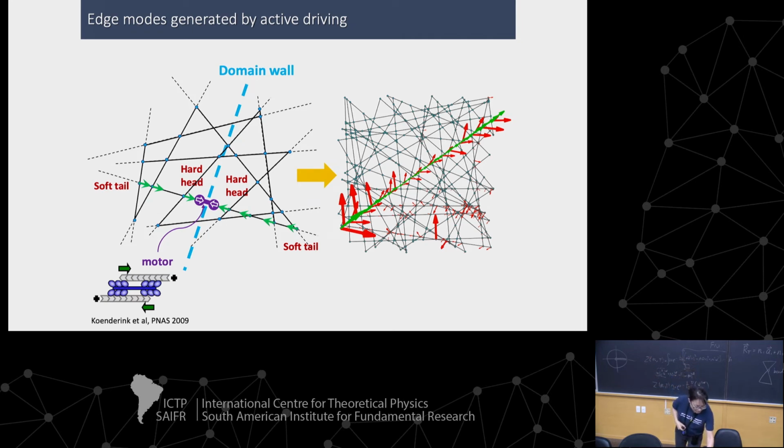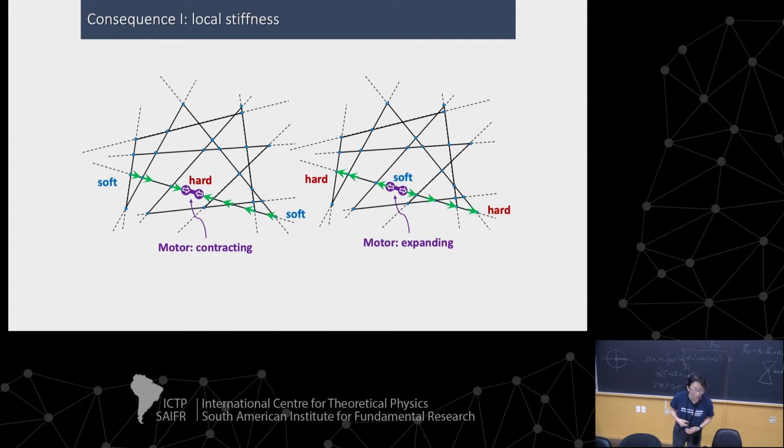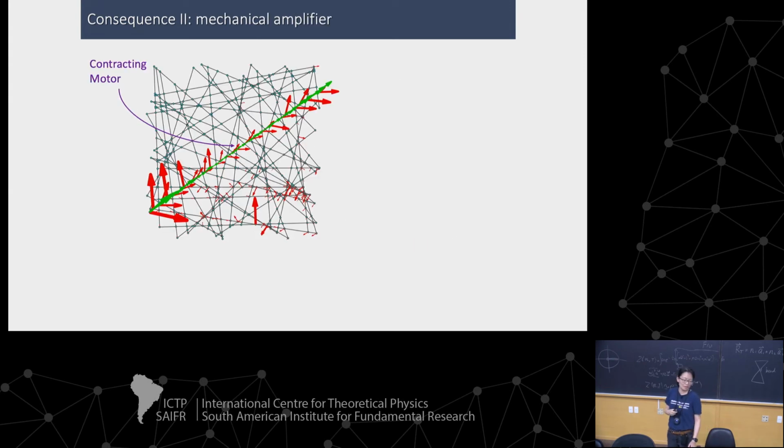And you can imagine the opposite case, where you have a motor that, for some reason, expands this fiber. Then you get a hard end on the outside and softness in the middle, okay? And of course, the first order mechanical effect is that it tunes the local stiffness of these points, right? Then there are maybe other interesting effects.